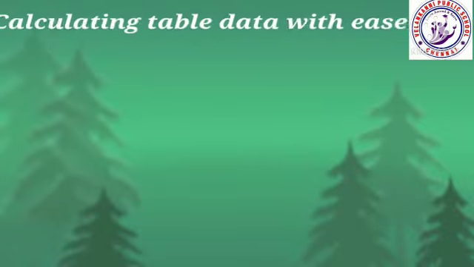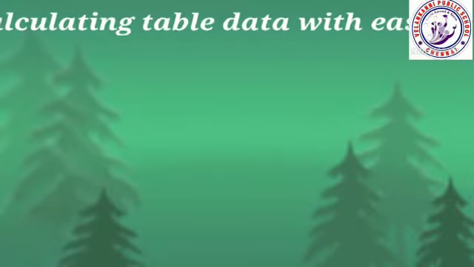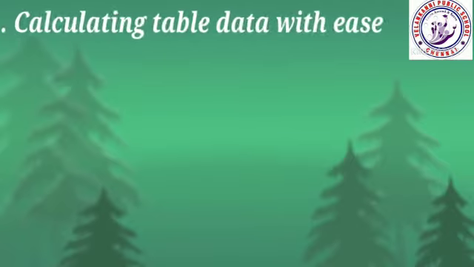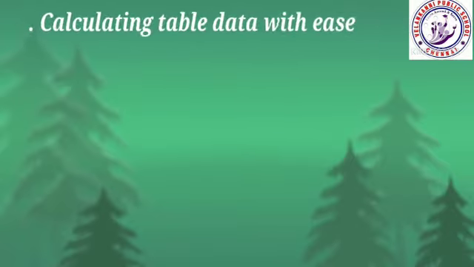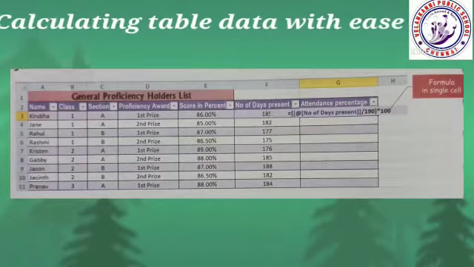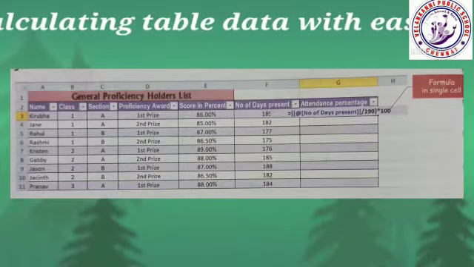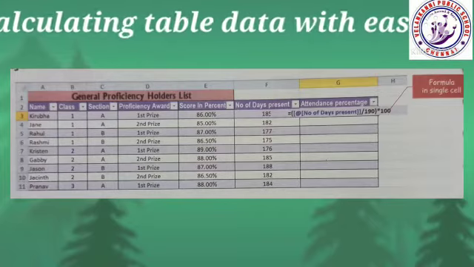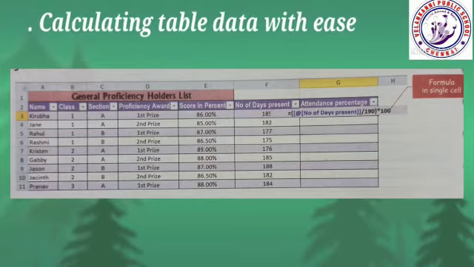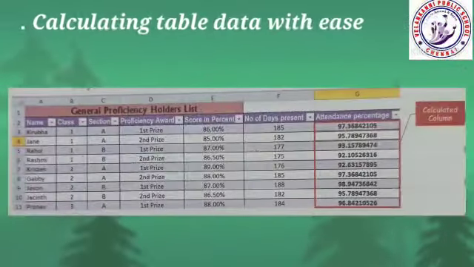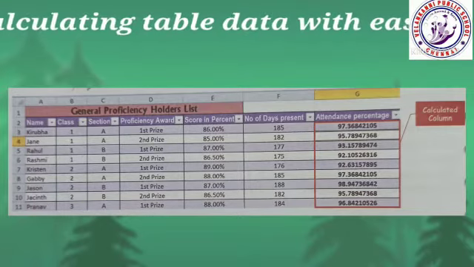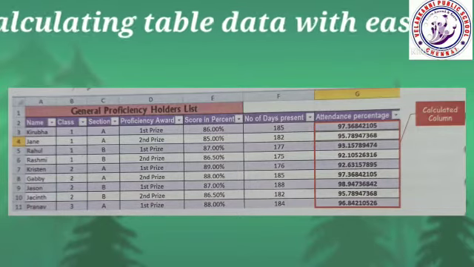Next one we have calculating table data with ease. Another great benefit of an Excel table is that it lets you calculate the entire column by entering a formula in a single cell. For example, to create a calculated column in a sample table, enter a formula to compute the attendance percentage of the first student in cell G3. As soon as you click enter, the formula is immediately copied to other cells in the column and properly adjusted for each row in the table.